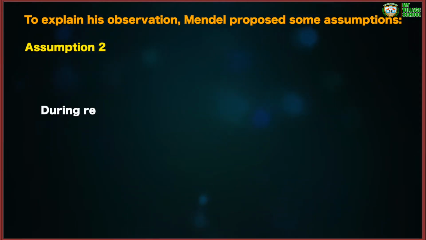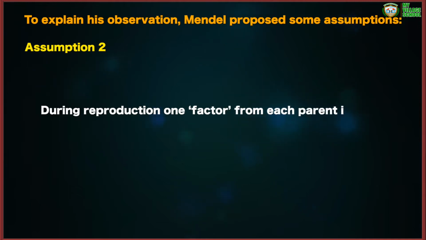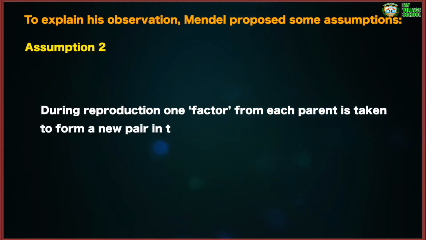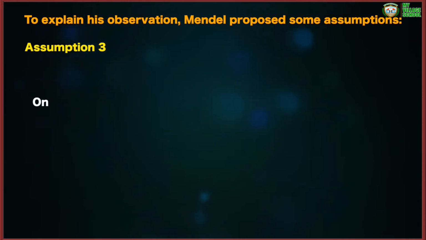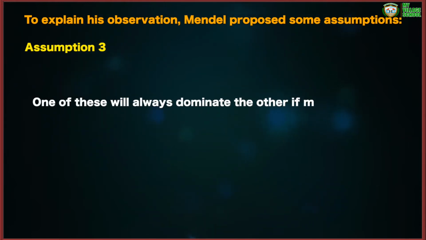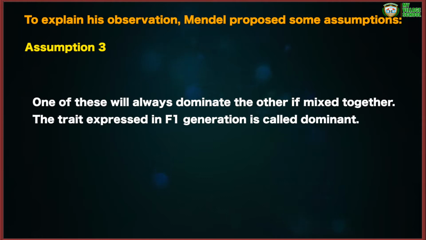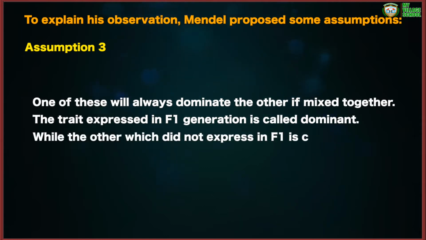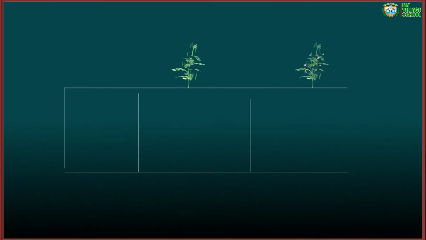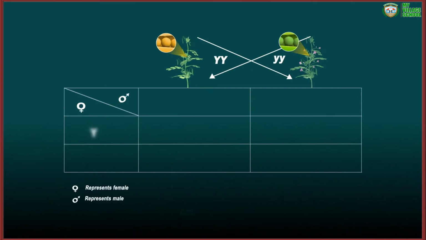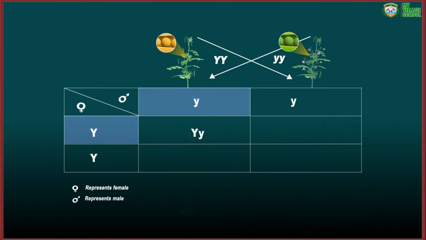Assumption 2. During reproduction, one factor from each parent is taken to form a new pair in the progeny. Assumption 3. One of these will always dominate the other if mixed together. The trait expressed in F1 generation is called dominant, while the other, which did not express in F1 generation, is called recessive. Assume that capital Y, the one causing yellow color, is the dominant factor. That means if capital Y and small y come together, capital Y will dominate. Then the pea seeds will always be yellow in color.